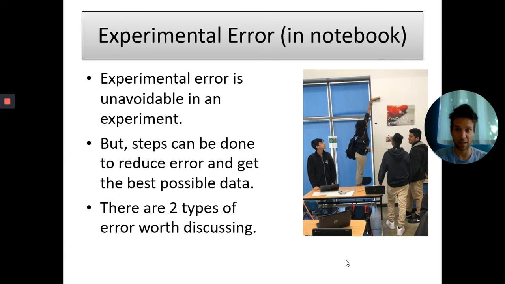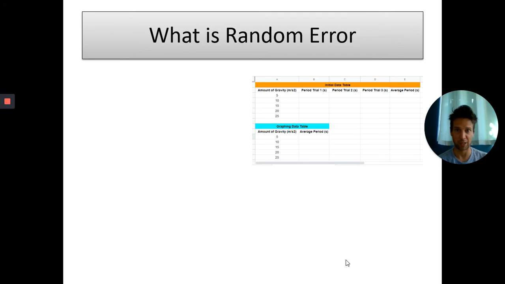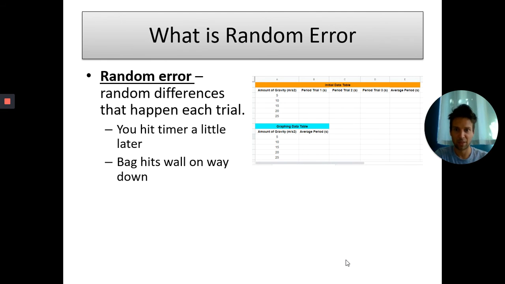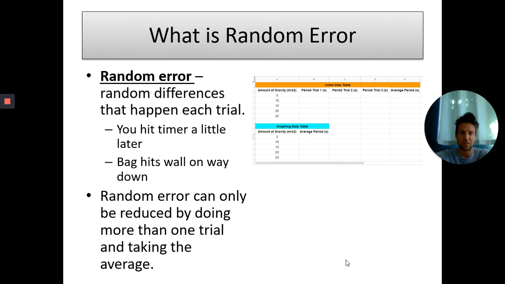Also, there are two types of error worth discussing, and we're going to go over those, okay? So pause the video, and then when you're done writing this down, you may go on. So first is random error. What is random error? Random error are random differences that happen each trial. Maybe you hit the stopwatch a little bit late, or maybe you're dropping something and the bag hits the wall on the way down. Doesn't matter, okay?